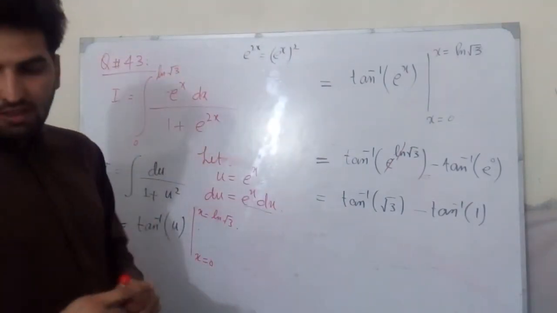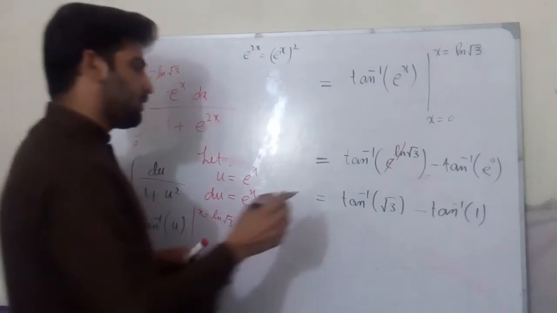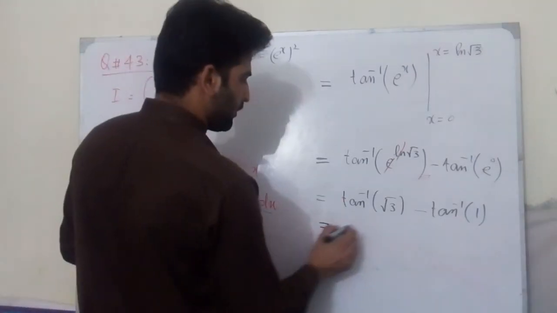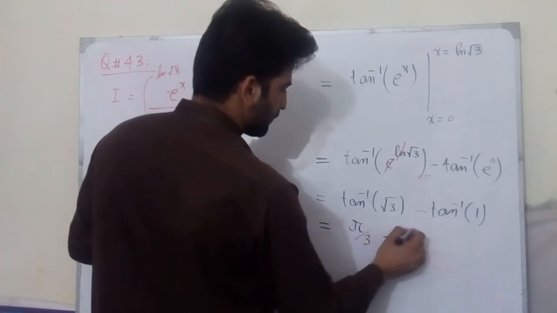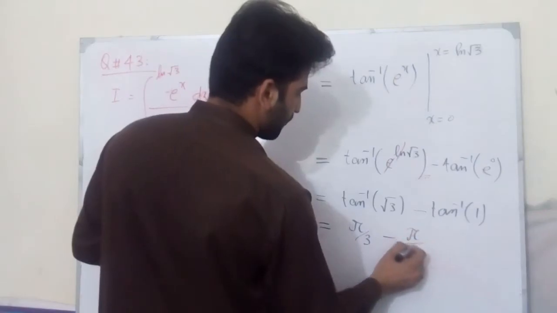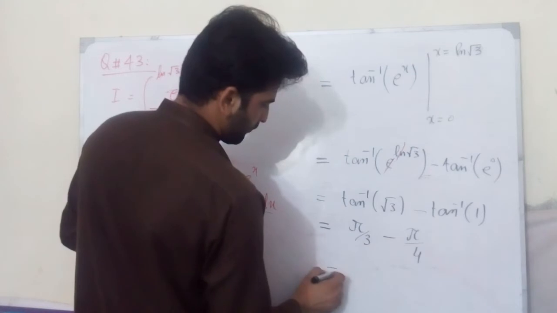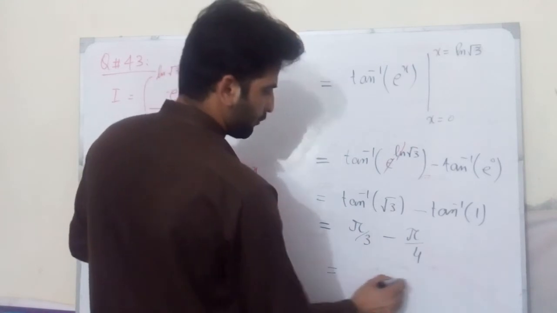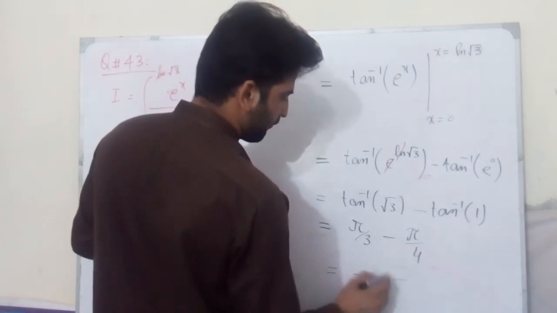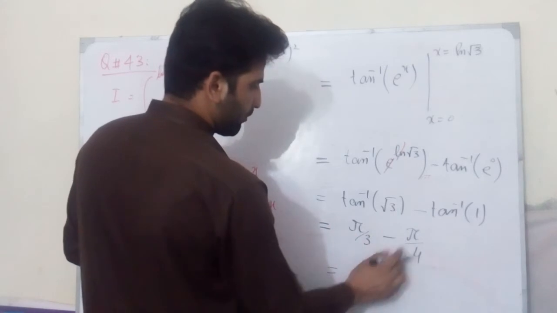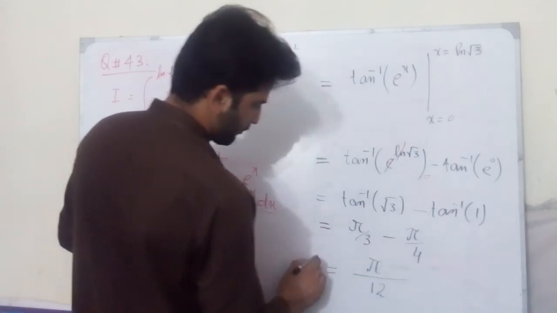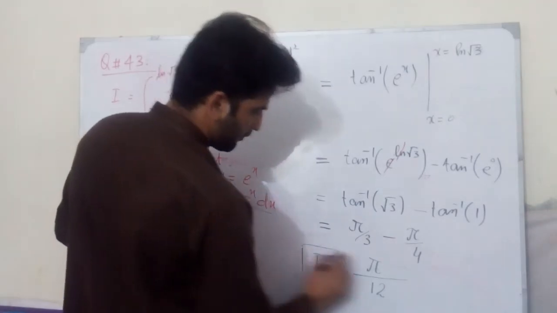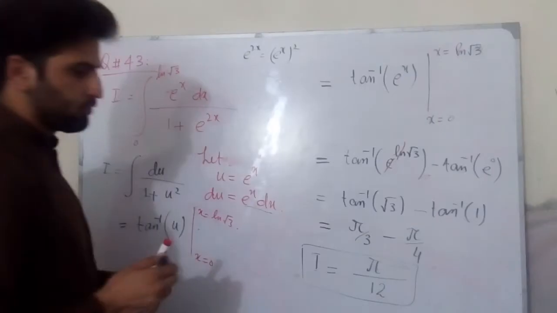Tangent inverse of under root 3 is 60 degrees or pi by 3, and this is pi by 4. So we have to take the LCM. 4 and 3 make 12. So this is 4 pi minus 3 pi, which is pi over 12. So this is the answer of this question.